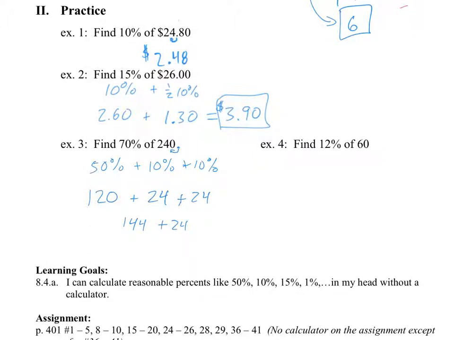Wait, how did you get 120? Because you cut 240 divided by 2. Not 288, I mean, not 50. Okay, all right, let's pause.